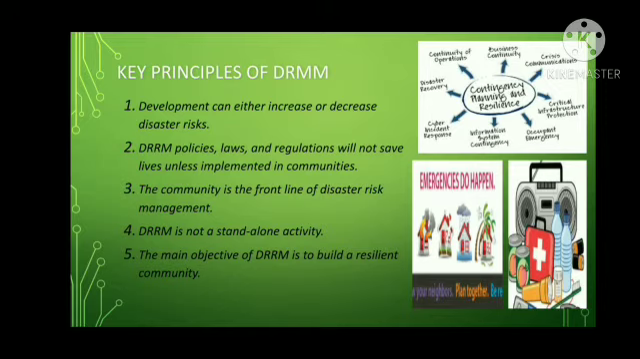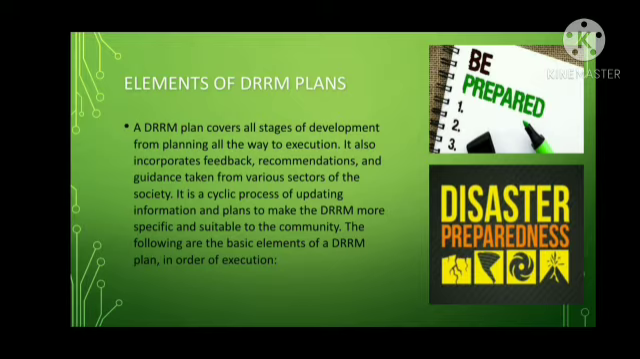Elements of DRRM plans. A DRRM plan covers all stages of development from planning all the way to execution. It also incorporates feedback, recommendations, and guidance taken from various sectors of society. It is a cyclic process of updating information and plans to make the DRRM more specific and sustainable to the community. The following are the basic elements of a DRRM plan in order of execution.